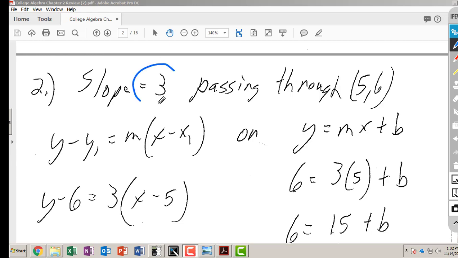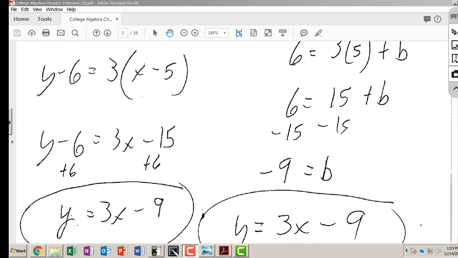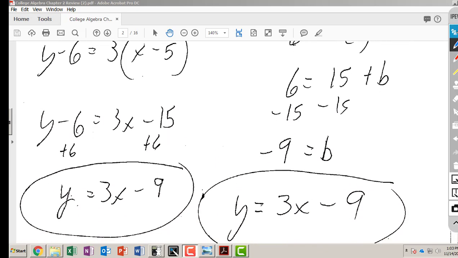That's why I put the 3 right there. So there's my slope of 3. And then I just found out my b was equal to -9. So I substitute in that -9. And you'll notice you'll get the same answer either way you do it. So here's my answer of y equals 3x minus 9. And that would be the equation for that line.